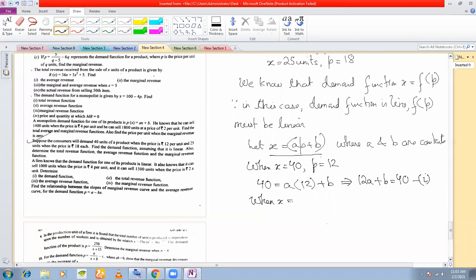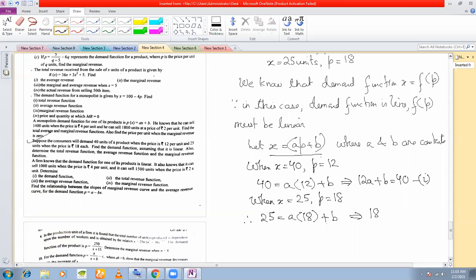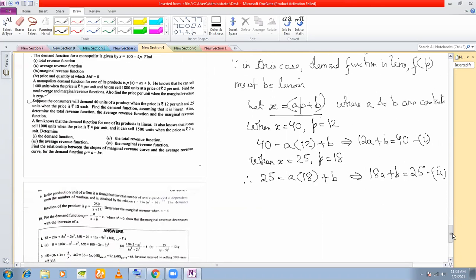When x is equal to 25, p is equal to 18. So therefore, put it here again: 25 is equal to a into 18 plus b. That means 18a plus b is equal to 25. This is our second equation, right? Now we shall solve these two equations to get the values of a and b.